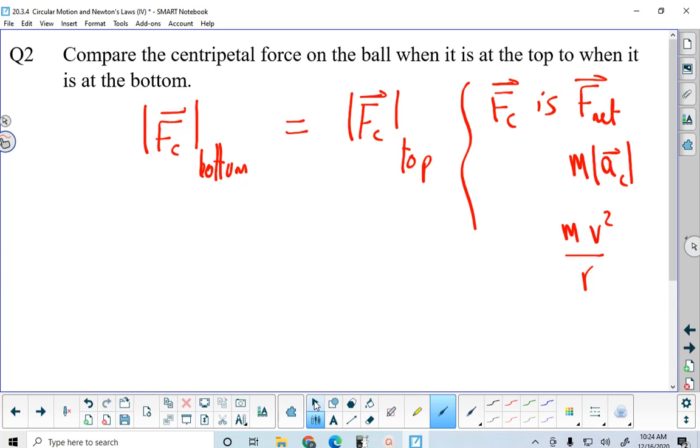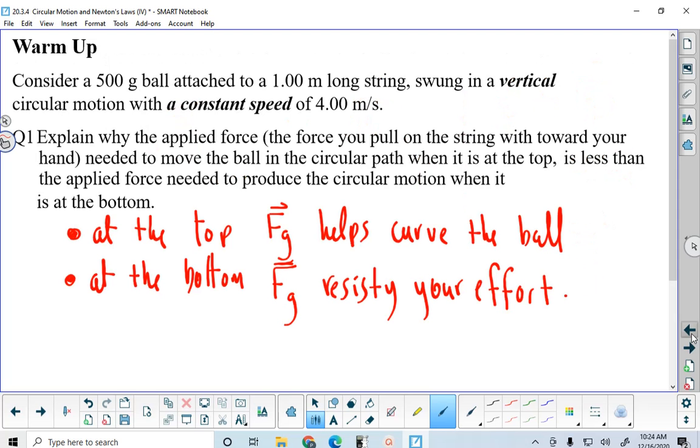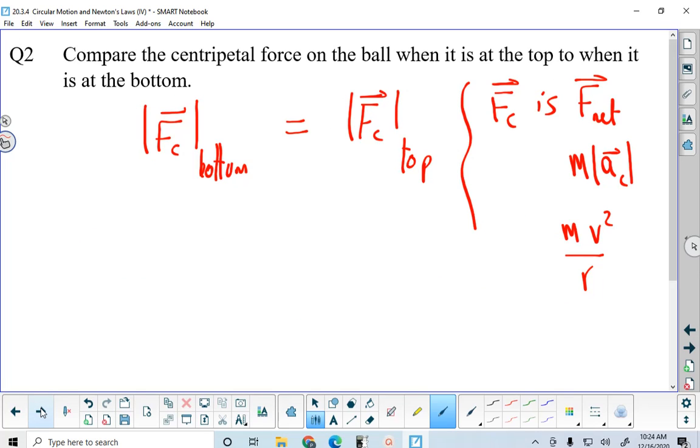It's the same everywhere. The speed, and this is why I bolded this, the speed is a constant speed. What's changing is the amount of force you need to apply to make it happen. At the bottom, the applied force is greater than the applied force at the top. But at the top or the bottom or in between, the centripetal force is the same everywhere.